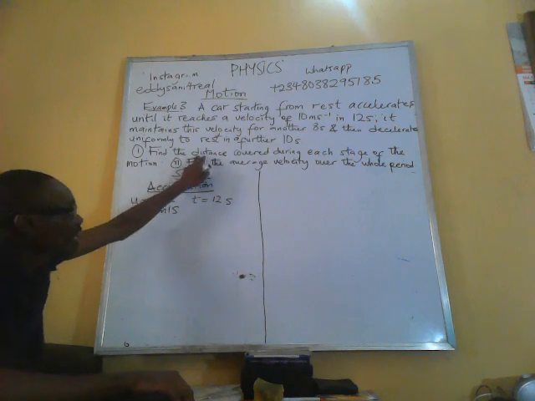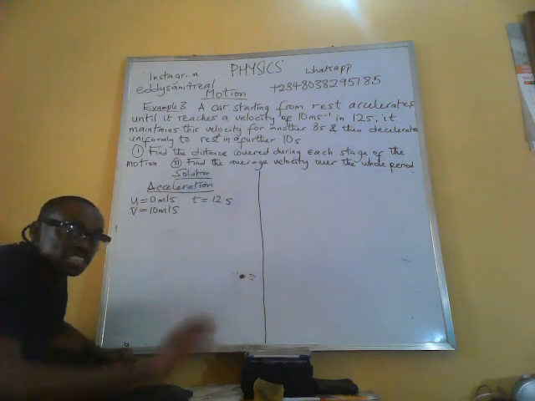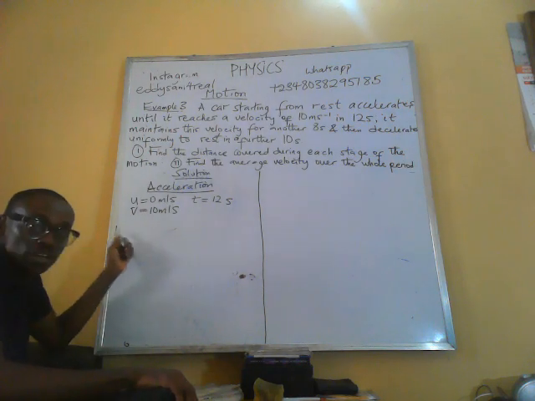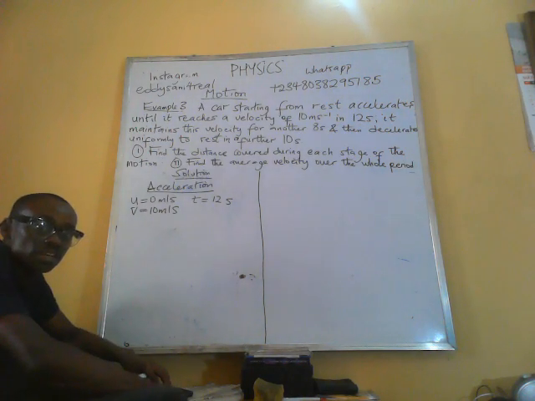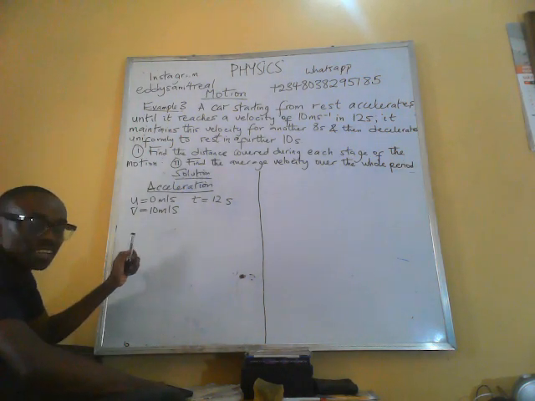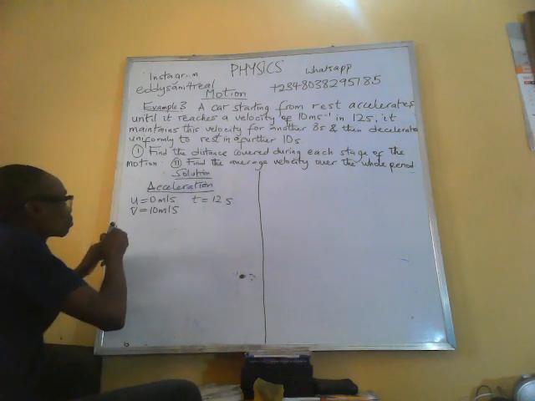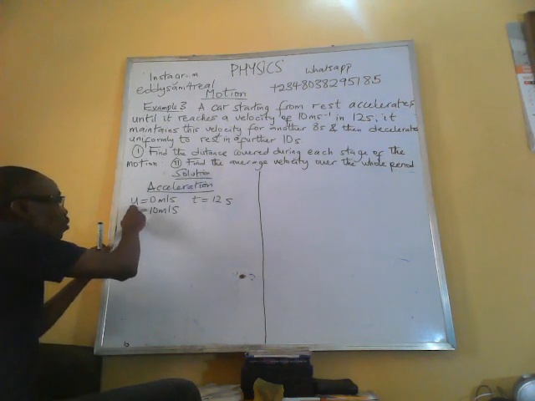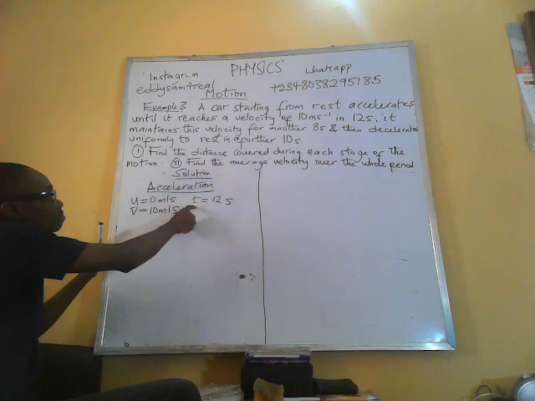The question says to calculate the distance covered during each stage of the journey. So let's calculate the distance covered during the first part of the journey, the acceleration part. We have v, we have u, we have t.